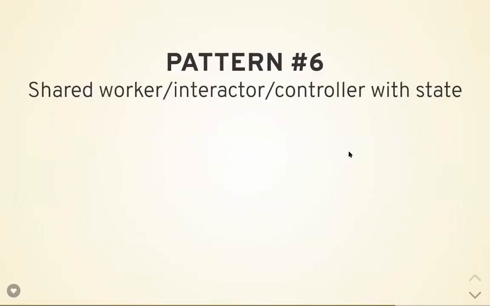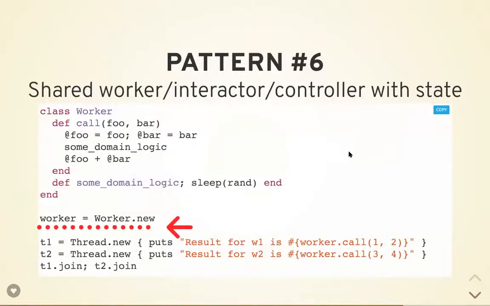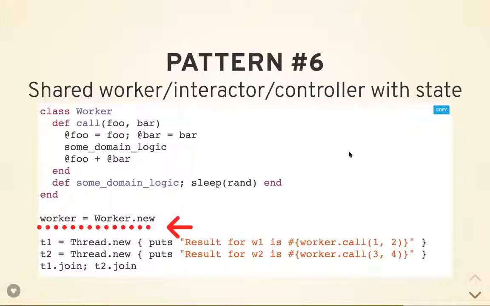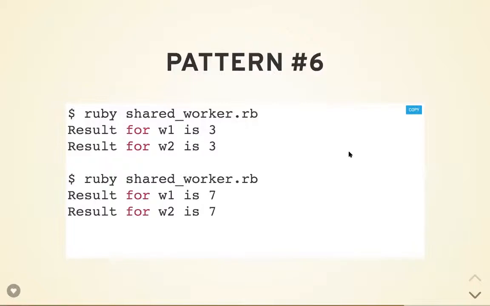So pattern number 6, when you have a shared worker, interactor, or controller with state. This is a very simple example. You have some worker class. The worker class has a call method. It saves as instance variables some 2 arguments, works, and then returns the sum of them. So if we try to execute this code, the same worker on 2 different threads, what we'll get is that usually both threads will return you the same value. Even though you were supposed to get like 3 in one case and 7 in the other, we'll see that both threads get the same result.